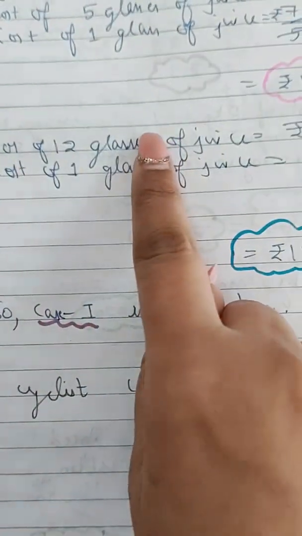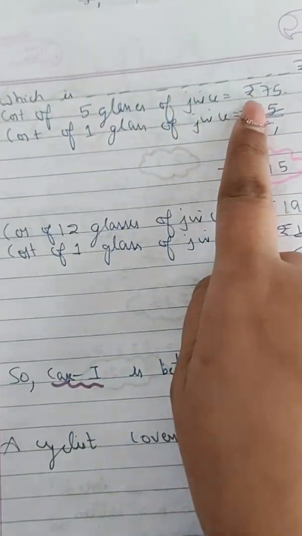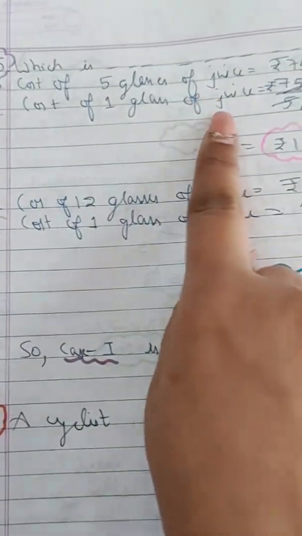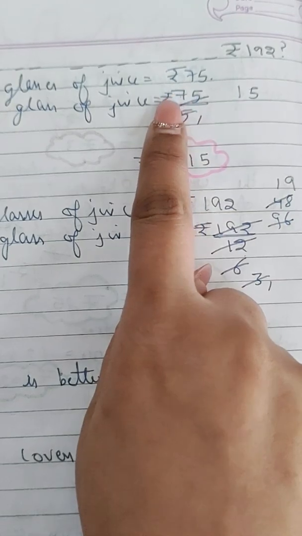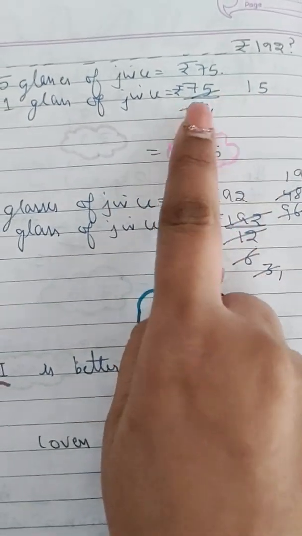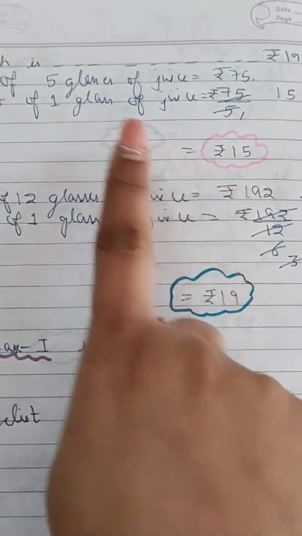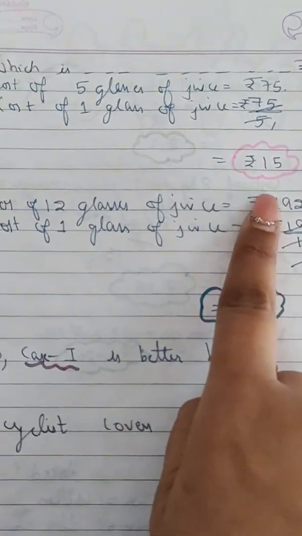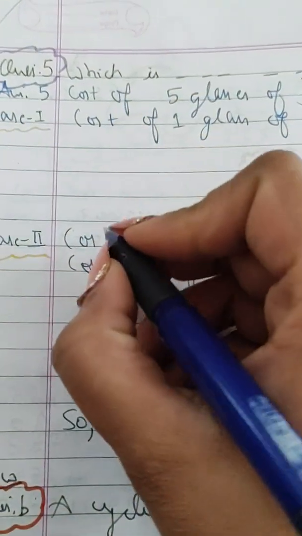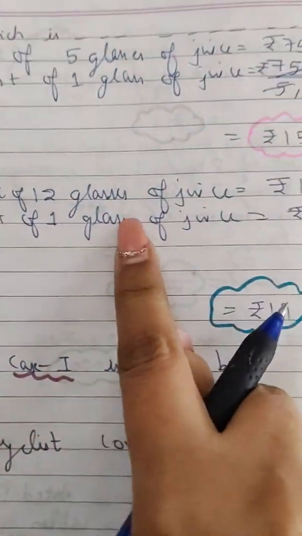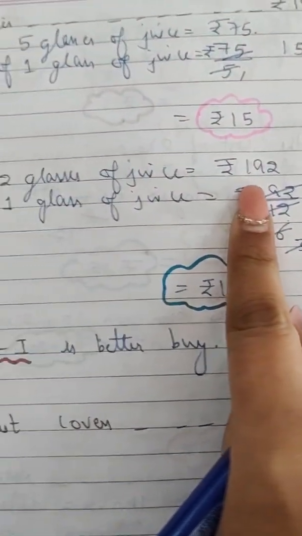The cost of 5 glasses of juice is rupees 75. The cost of 1 glass of juice is 75 divided by 5. 75, 7 comes at 5 comes at 1, 25, 5 goes at 5, rupees 15. So here the cost of 1 glass is rupees 15, whereas here the cost of 12 glasses of juice is rupees 192 given.